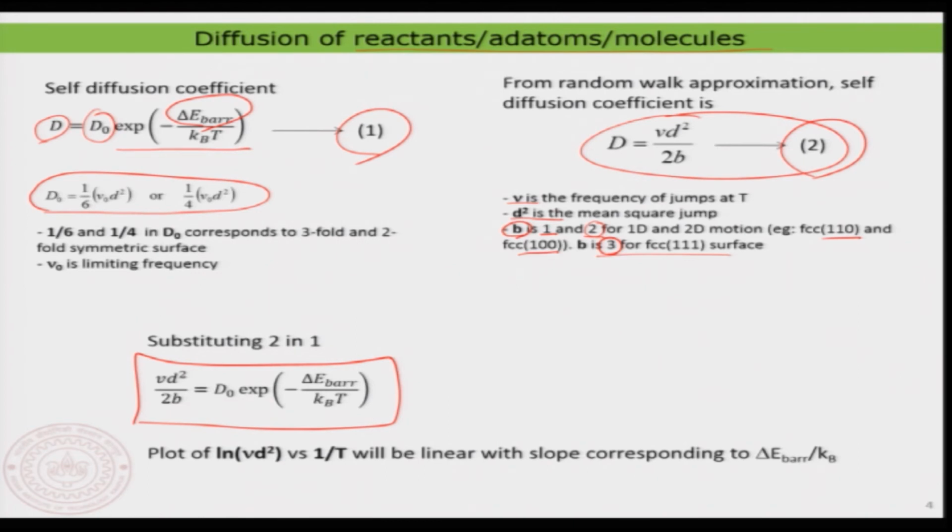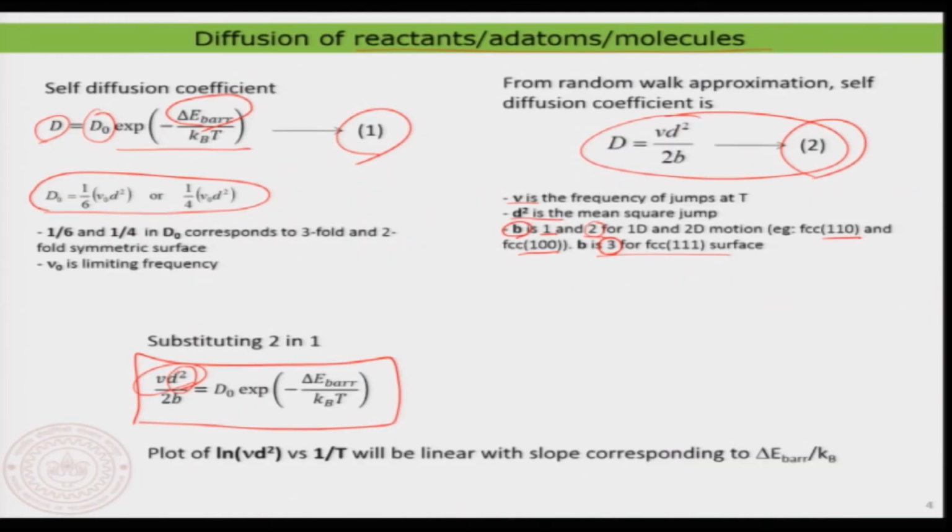Now, if I can somehow calculate the nu and the d square, that is something I told you. What we need to do: the nu is nothing but the frequency. That means if you do a time dependent spectroscopy or microscopy, I can calculate the frequency, because frequency is nothing but the inverse of time. And d square represents how far these atoms are going. So, that also tells you how strong the diffusion is.